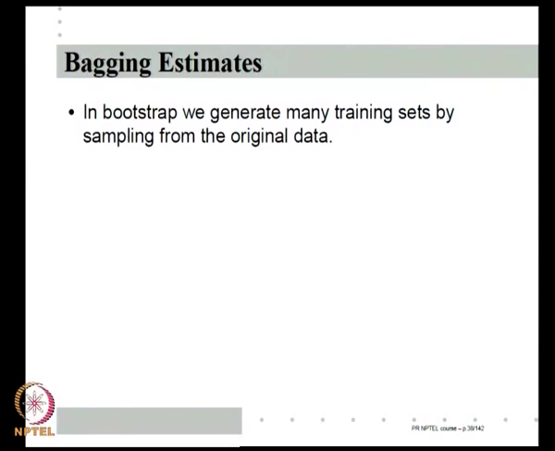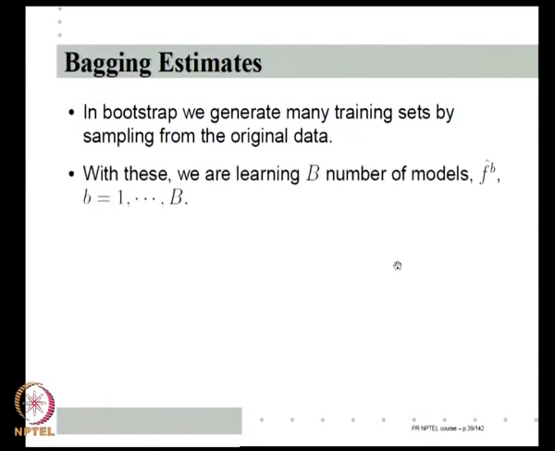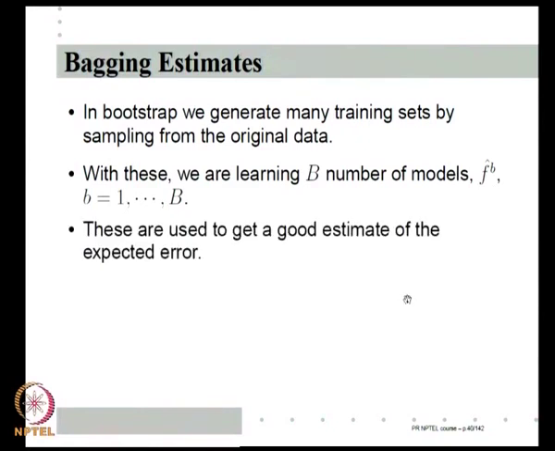Then we are generating many different training data sets by sampling with replacement from them. We are doing this essentially so that we learn B number of models f hat B, because we generated B data sets. What is the purpose of generating all these models? We use all these models together to get a good estimate of the expected error.